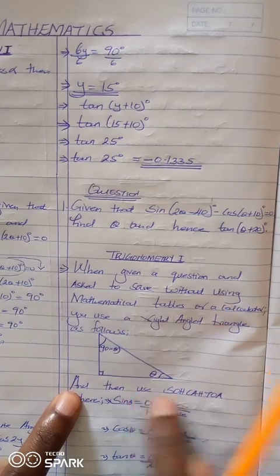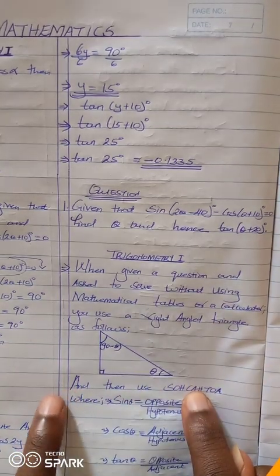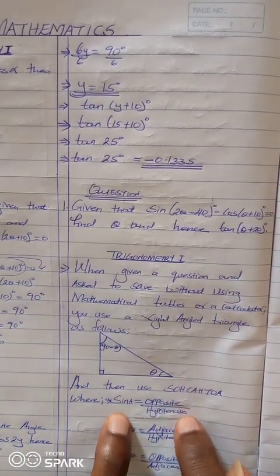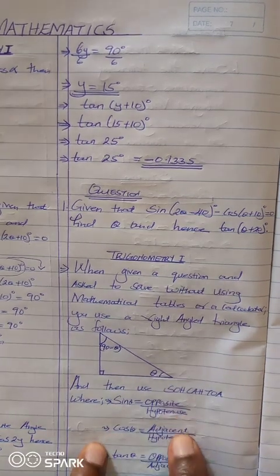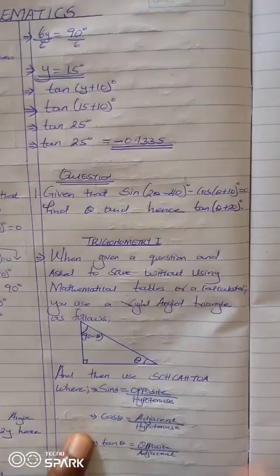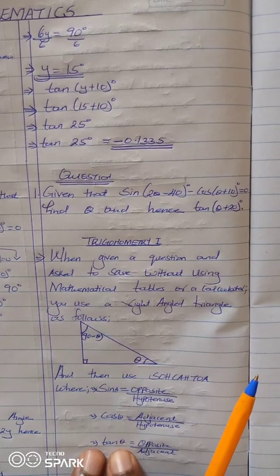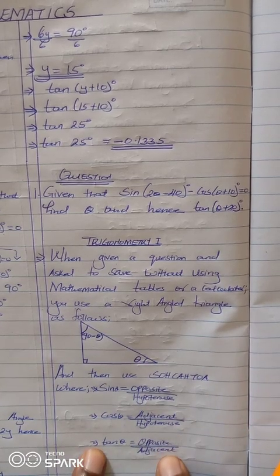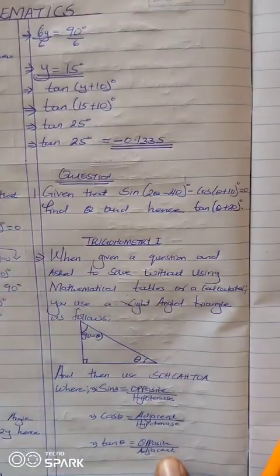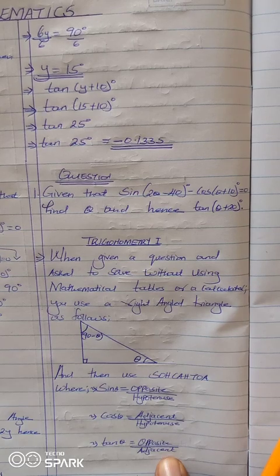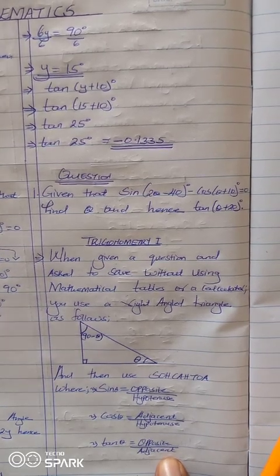Then we use SOHCAHTOA, where sin theta is opposite over hypotenuse, cos theta is adjacent over hypotenuse, and tan theta is opposite over adjacent. We are going to do an example on this concept, and then I'll give you a question to do so that you may understand better.